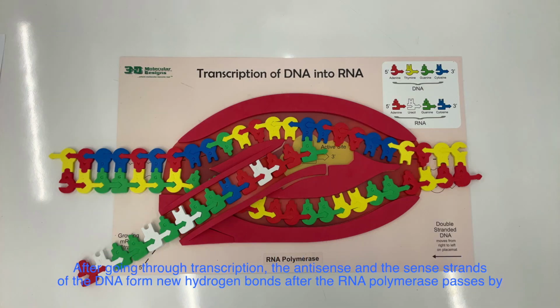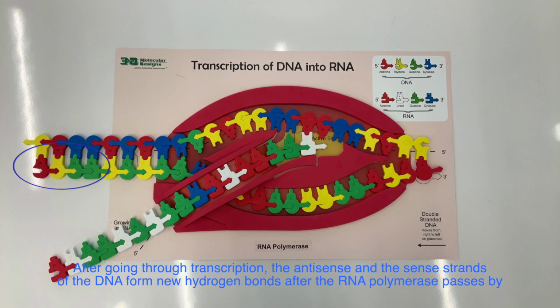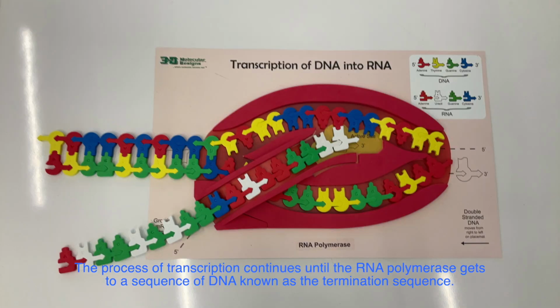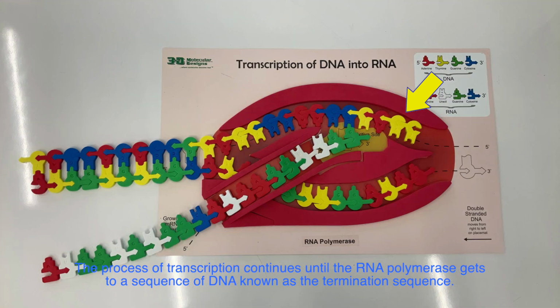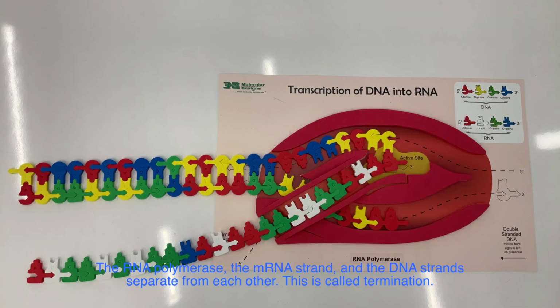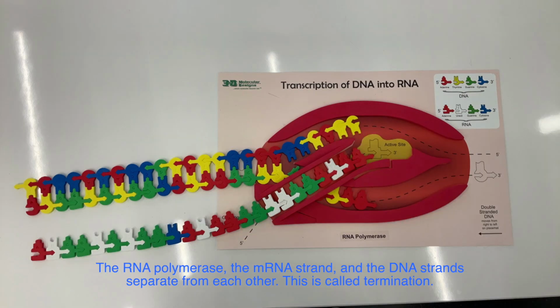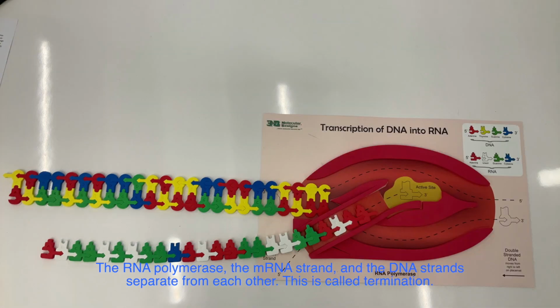After going through transcription, the antisense and the sense strands of the DNA form new hydrogen bonds after the RNA polymerase passes by. The process of transcription continues until the RNA polymerase gets to a sequence of DNA known as the termination sequence. The RNA polymerase, the mRNA strand, and the DNA strand separate from each other. This is called termination.